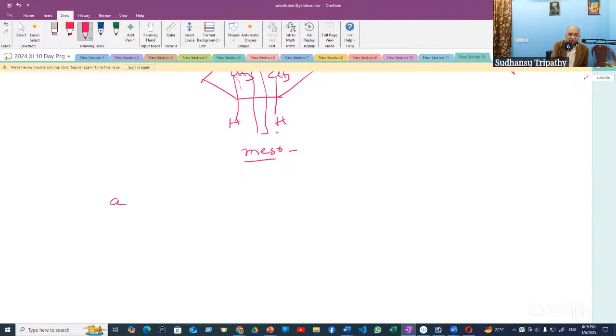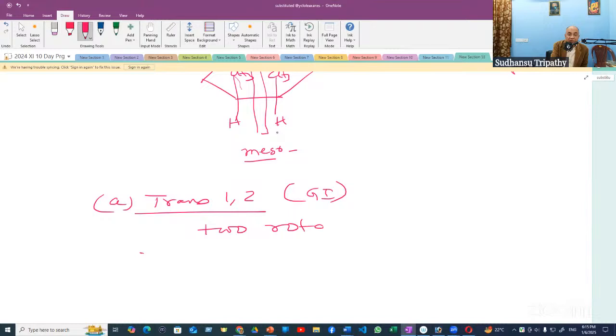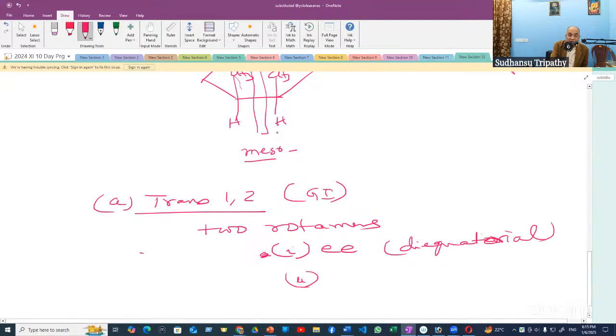So let's take up first the trans 1,2. Trans 1,2 is a GI, but it has two rotamers or conformers. One is EE, di-equatorial, where both the groups will remain in the equatorial position. Or if you flip it, it will become AA, goes without saying, diaxial. But you will find axial has so much stability difficulty.